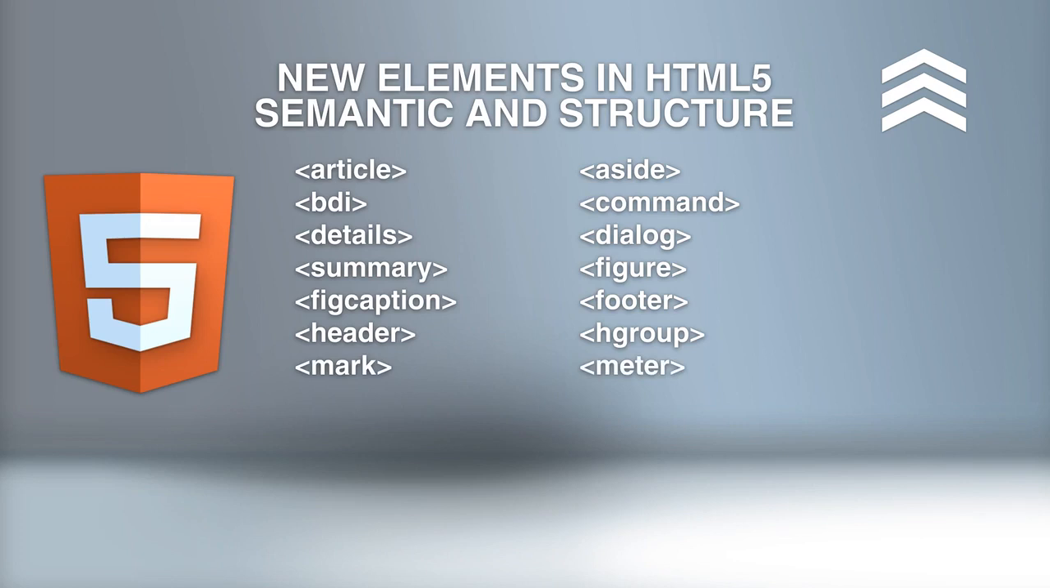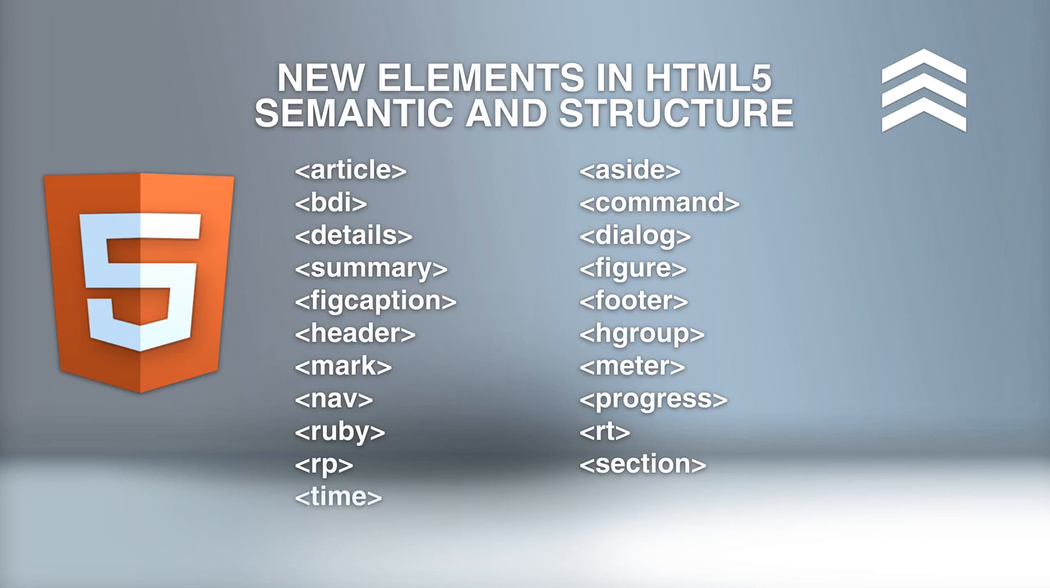Meter defines a scalar measurement with a known range, like a gauge. Nav defines navigation links. Progress represents the progress of a task. Ruby defines the Ruby annotation, typically used for East Asian typography. RT defines an explanation or pronunciation of characters, also used for East Asian typography. RP defines what to show in browsers that do not support Ruby annotations. Section defines a section in a document. Time defines date and time. WBR defines a possible line break.